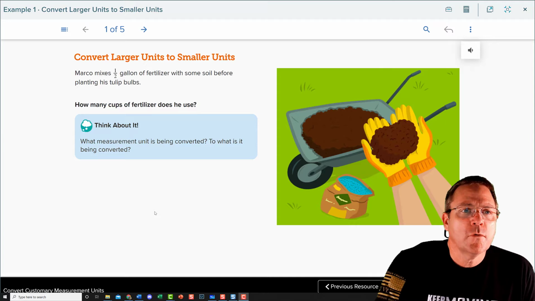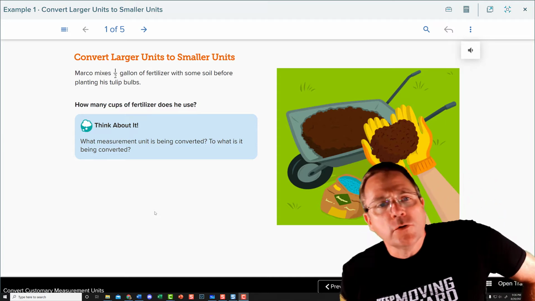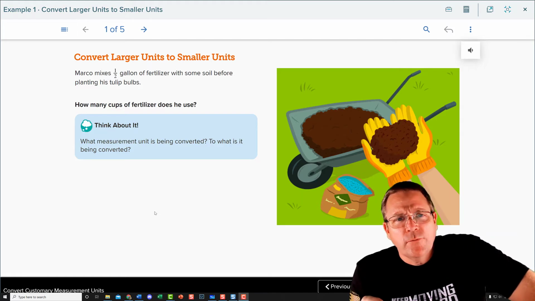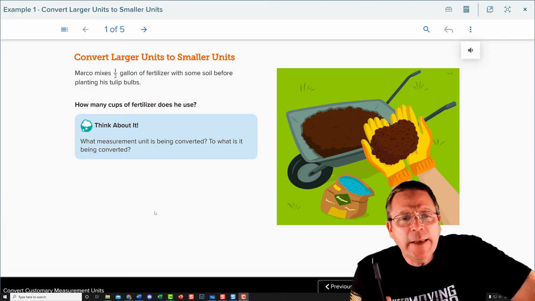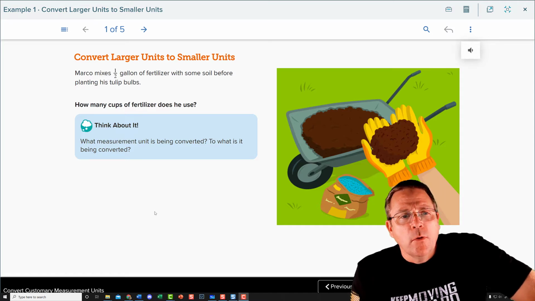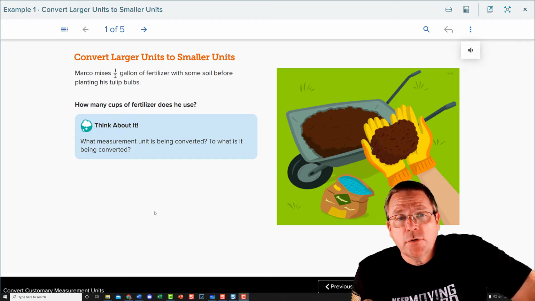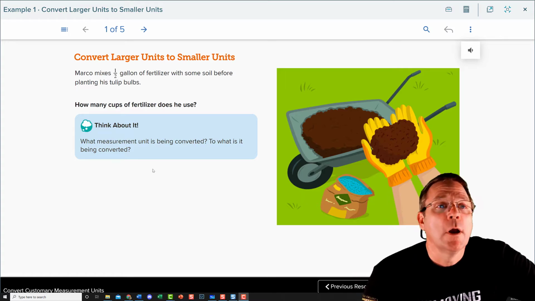Moving on to resource number 5. Now we're going to convert larger units to smaller units. Marco mixes 1/2 gallon of fertilizer with some soil before planting tulip bulbs. Question is, how many cups of fertilizer does he use? So you need to find out how many cups are equal to 1/2 gallon. What unit of measurement is being converted? Well, gallons are being converted, and what is it being converted to? It's being converted to cups.